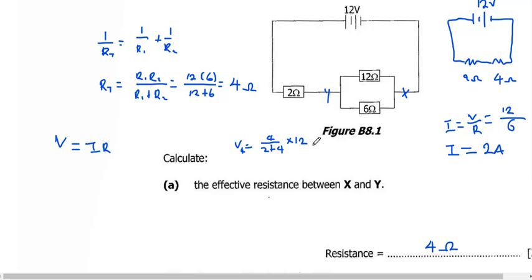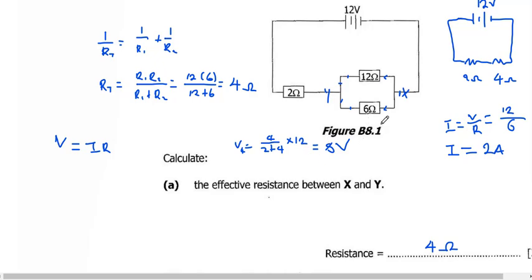And then this will give us 8. So we've got 8 volts going through this point and going through this point. The 8 volts at that point is the 8 volts that is here, it is the 8 volts that's there, right?